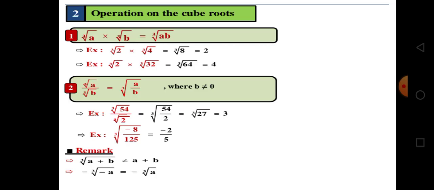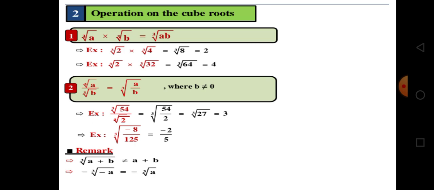Yes, we can find cube root of 27 equal what? Equal 3. What about cube root of negative 8 over 125? Take the cube root to the numerator and the cube root of the denominator. The cube root of negative 8 equal negative 2. The cube root of 125 is 5.